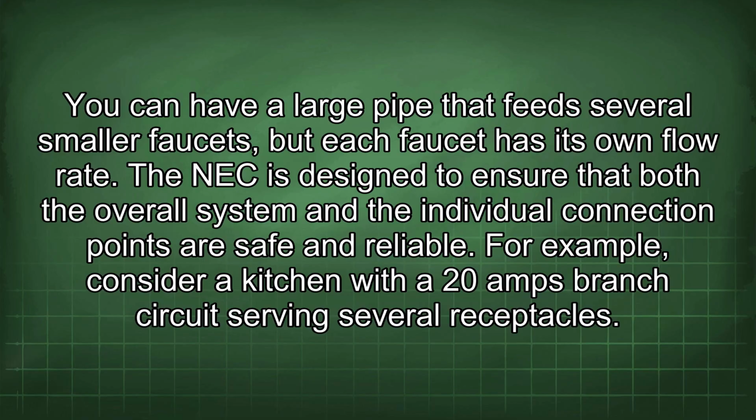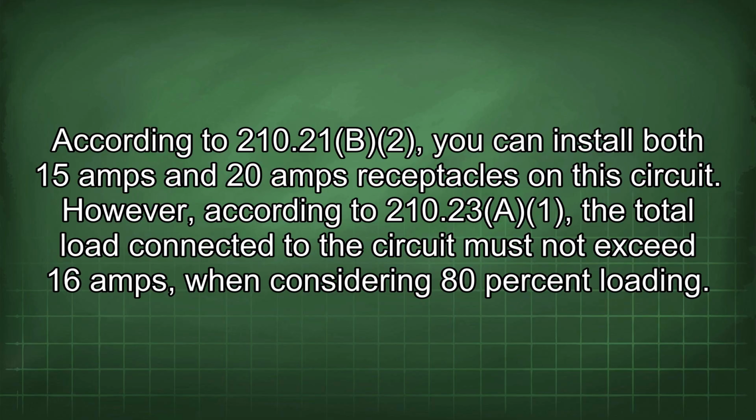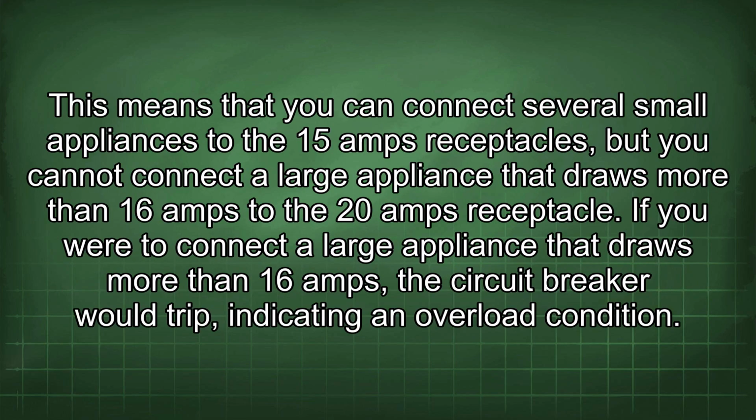For example, consider a kitchen with a 20 amp branch circuit serving several receptacles. According to 210.21(B)(2), you can install both 15 amp and 20 amp receptacles on this circuit. However, according to 210.23(A), the total load connected to the circuit must not exceed 16 amps when considering 80% loading. This means that you can connect several small appliances to the 15 amp receptacles, but you cannot connect a large appliance that draws more than 16 amps to the 20 amp receptacle.